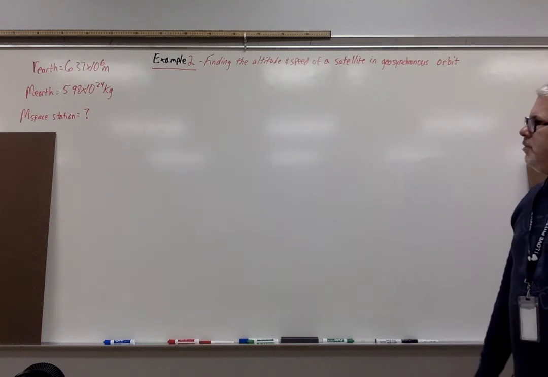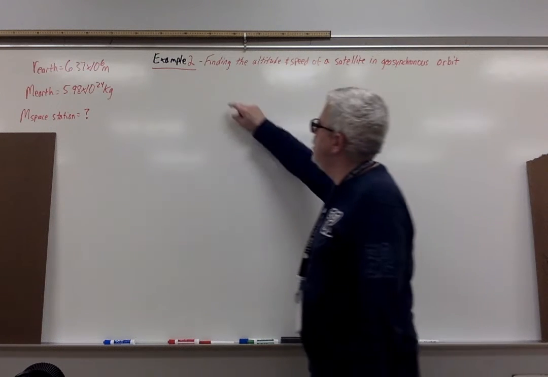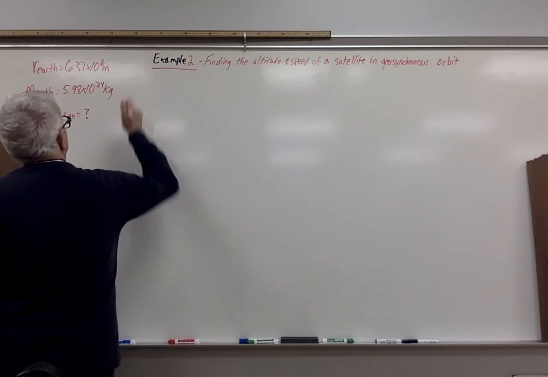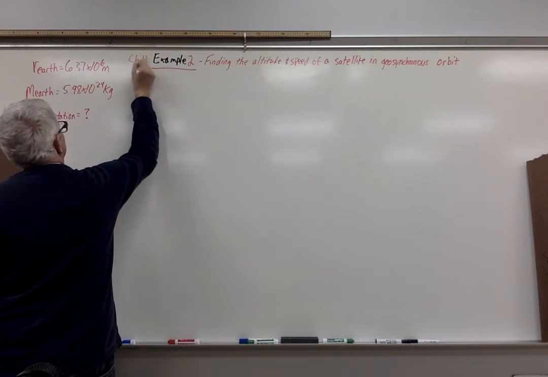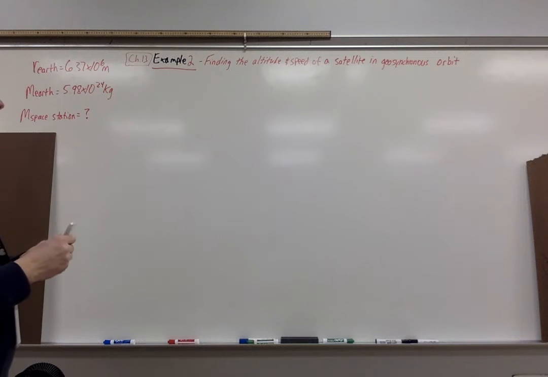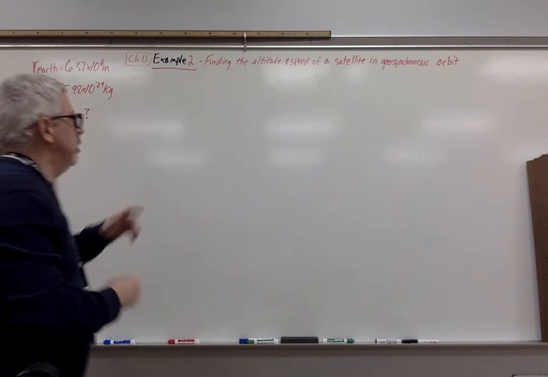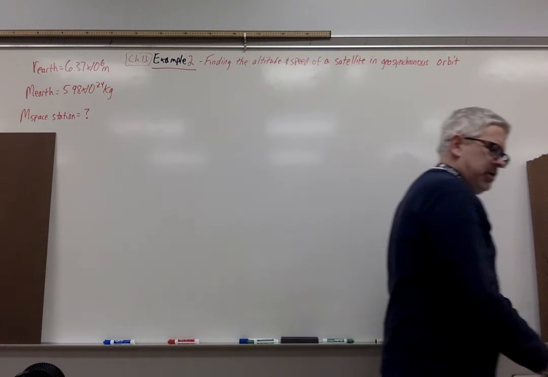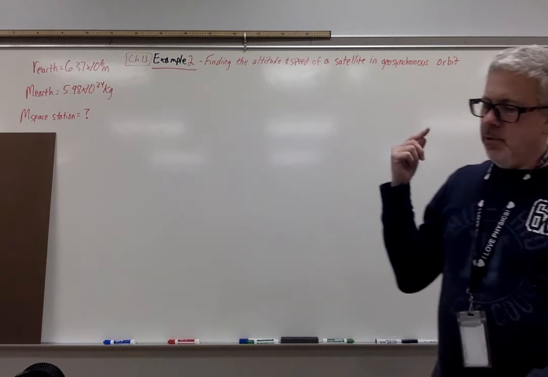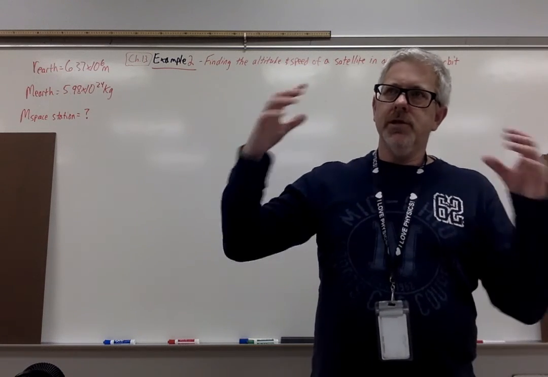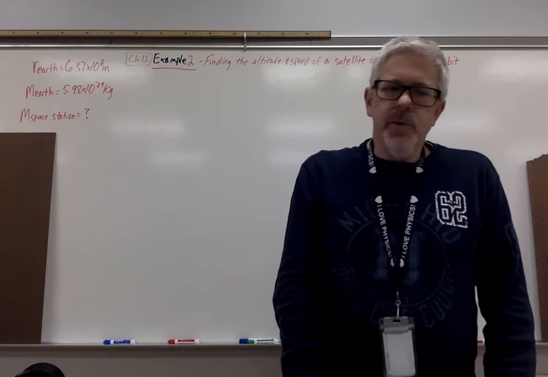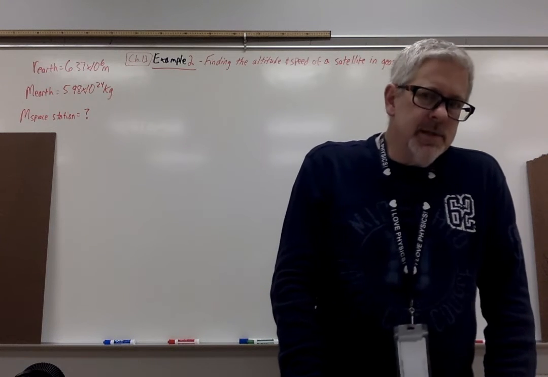All right, this is example 2. It's the final example I'll be doing for chapter 13. Probably should have put that. A bunch of this stuff, oh well. And that's going to be finding the altitude and speed of a satellite in geosynchronous orbit. Well, what the heck is a geosynchronous orbit? What it means is that it rotates at the same speed as the Earth and stays over the same spot on the Earth. So it's a very special orbit we use for things like weather satellites.